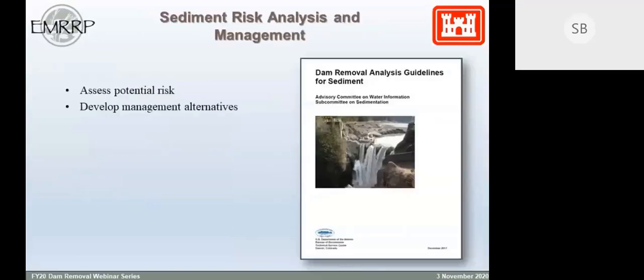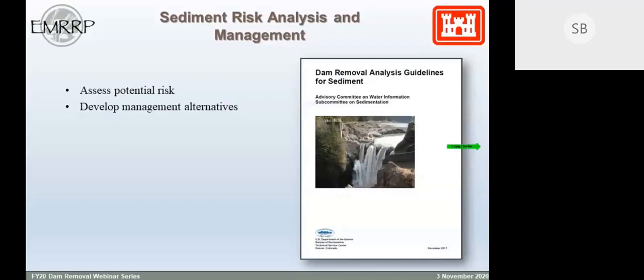Okay, so now we're going to switch gears a little bit, and we're going to talk about how we do this sediment risk analysis and management. The potential impact of reservoir sediments can range from negligible to significant. So it's extremely important that we evaluate that risk so that we can make management decisions. We can balance the level of protection and associated expense with the level of predicted impact.